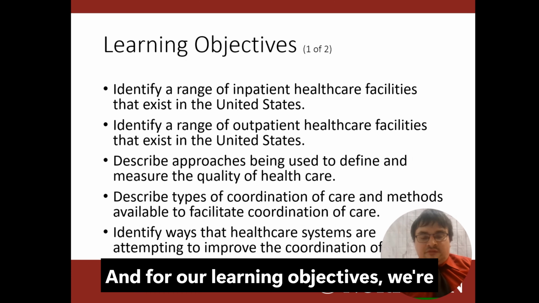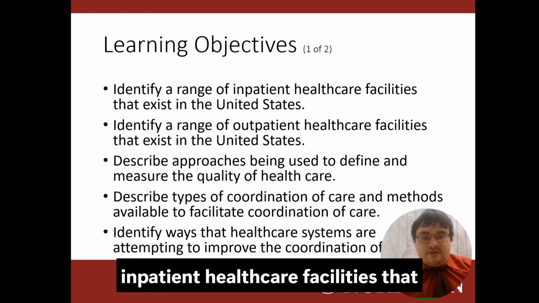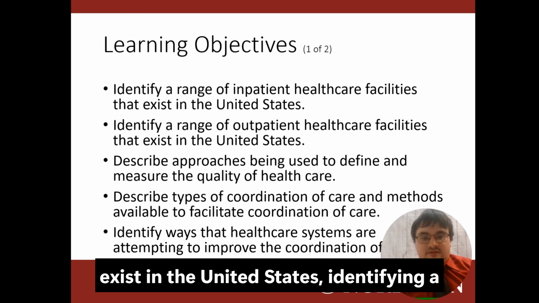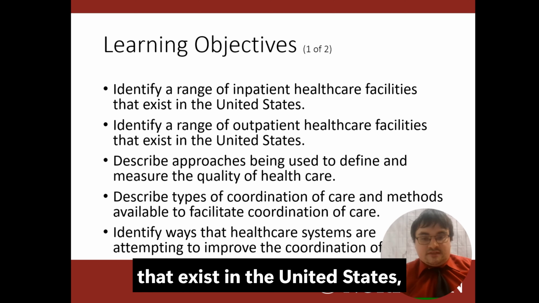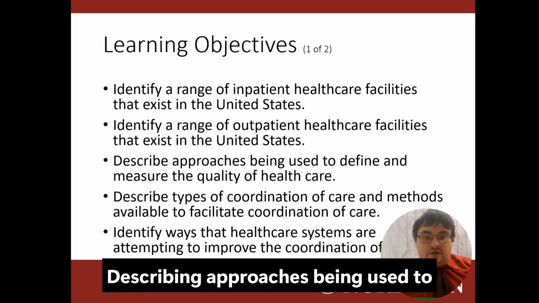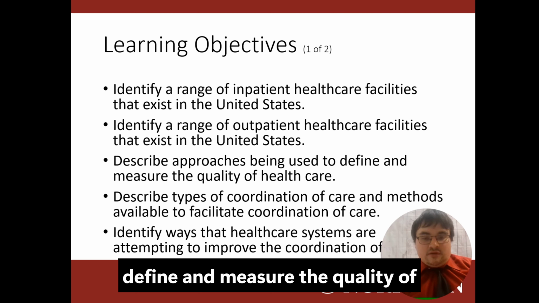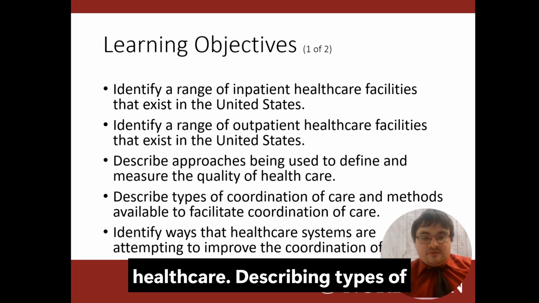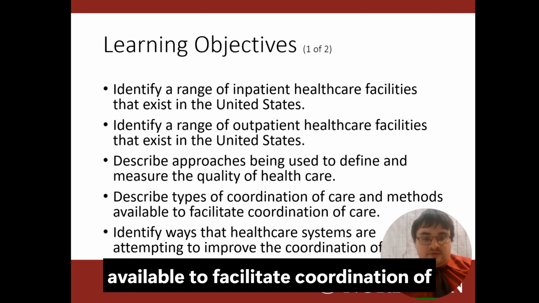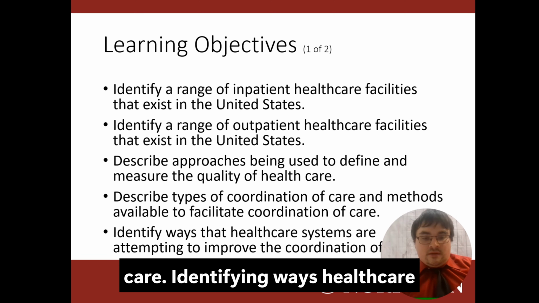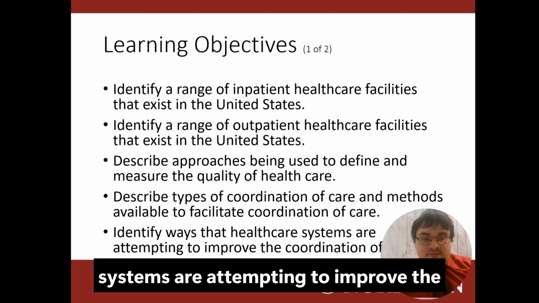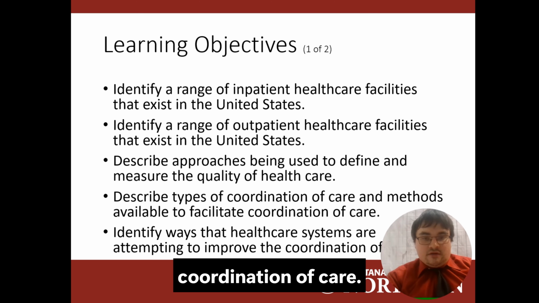And for our learning objectives, we're going to be identifying a range of inpatient healthcare facilities that exist in the United States, identifying a range of outpatient healthcare facilities that exist in the United States, describing approaches being used to define and measure the quality of healthcare, describing types of coordination of care and methods available to facilitate coordination of care, and identifying ways that healthcare systems are attempting to improve the coordination of care.